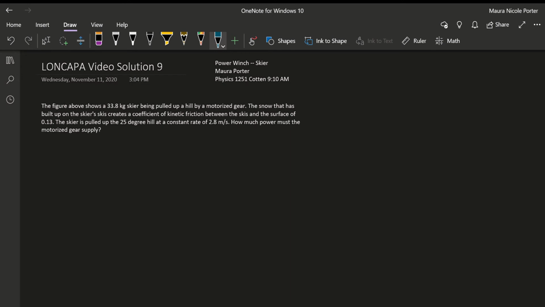by motorized gear. The snow that has built up on the skier's skis creates a coefficient of kinetic friction between the skis and the surface of 0.13. The skier is pulled up the 25-degree hill at a constant rate of 2.8 meters per second. How much power must the motorized gear supply?